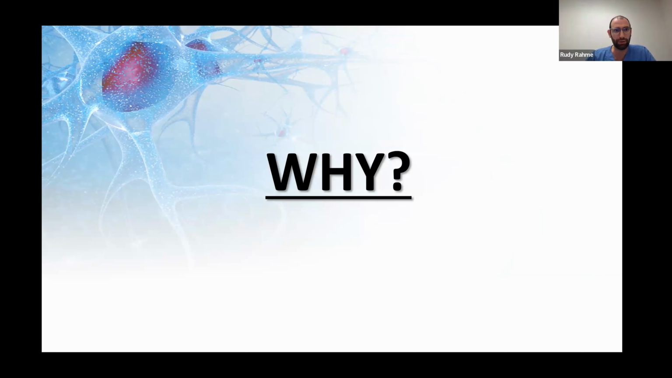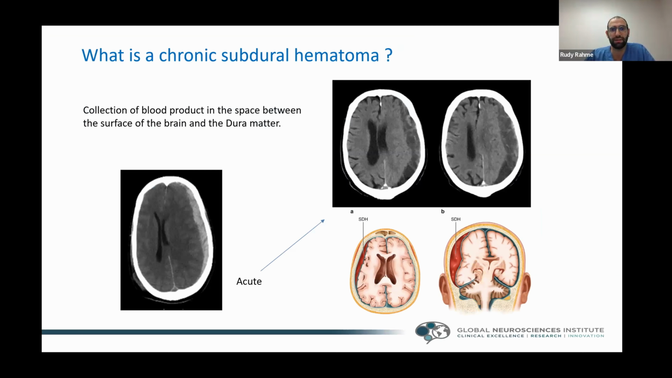So we'll start with the why. Why does it matter? Why do we do it? First of all, what is a subdural hematoma? Just for the medical students present, a subdural hematoma is simply a blood collection between the dura and the surface of the brain. It is a traumatic disease most commonly. It can be spontaneous from use of anticoagulation or antiplatelets, and in some rare instances could be associated with a ruptured PCOM aneurysm. However, it is by far and large accepted as a traumatic disease.